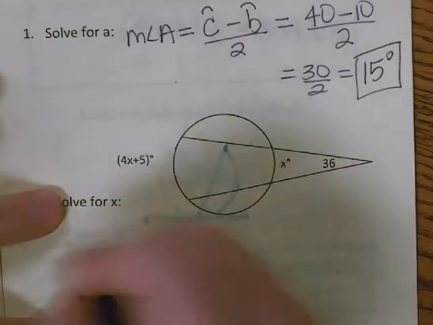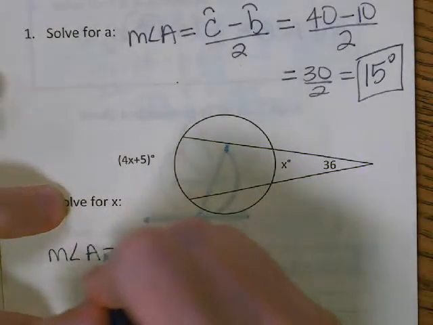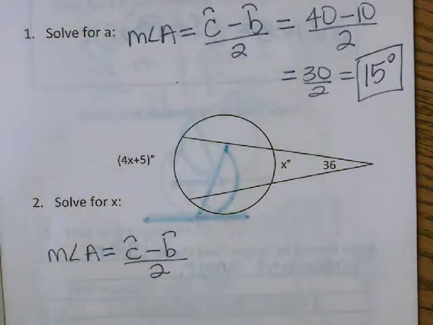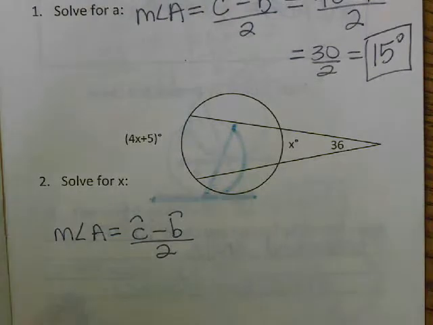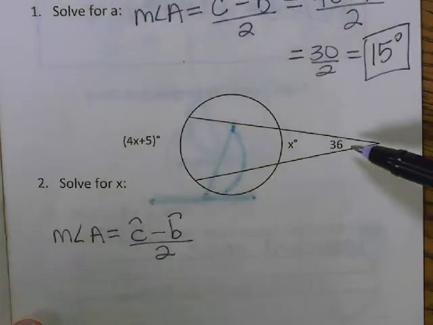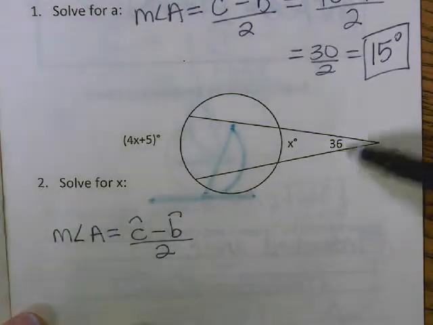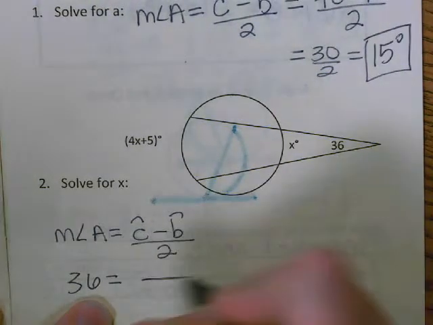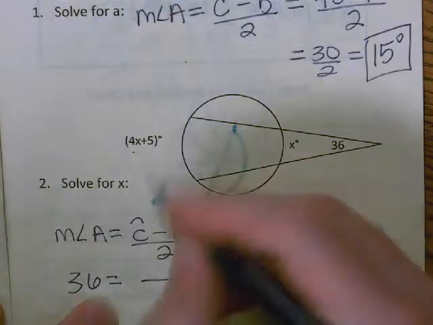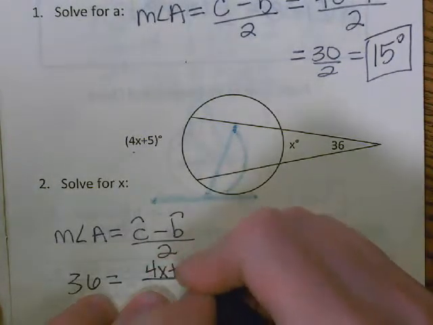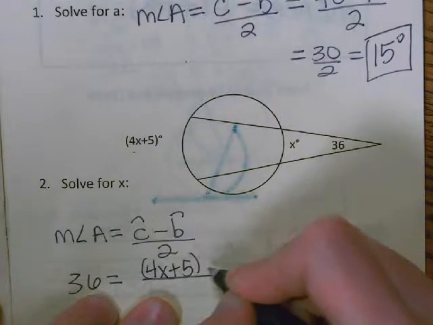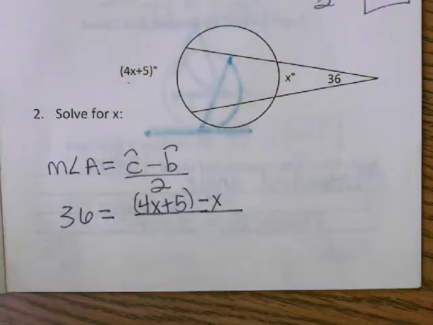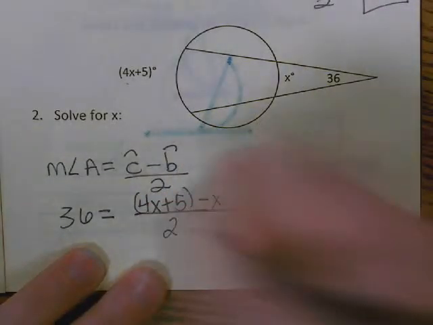Same thing. So the measure of angle A equals arc C minus arc B divided by 2. So that means let's fill in what we know. Well, this time we know the measure of angle A. It's 36. Equals, and arc C is 4x plus 5. And arc B is x. And then we're going to say all of that divided by 2.